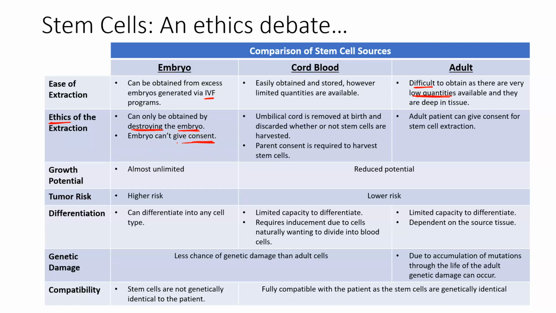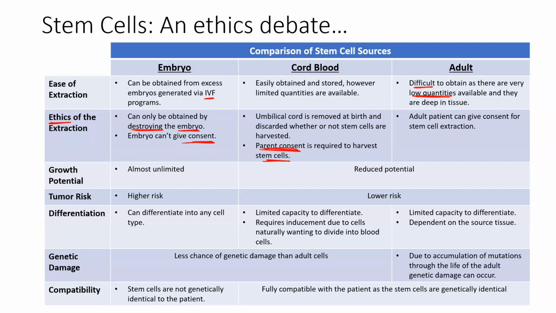So if the embryo, which will eventually give rise to a normal human, right, can't give consent, at what point is consent given to the researchers, is it given to the scientists, is it given to the parents, that kind of thing. Again, ethics. Cord blood, the consent is required and is required of the parent. So parent consent is required to harvest stem cells. The umbilical cord is removed at birth and discarded whether or not stem cells are harvested. So this is a normal part of childbirth. The cord is just discarded.